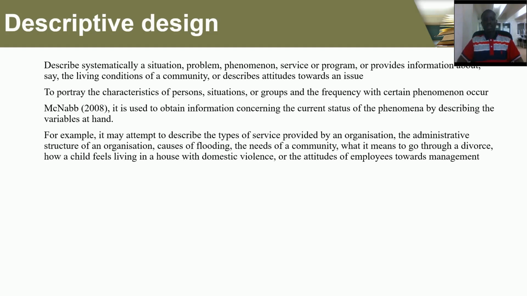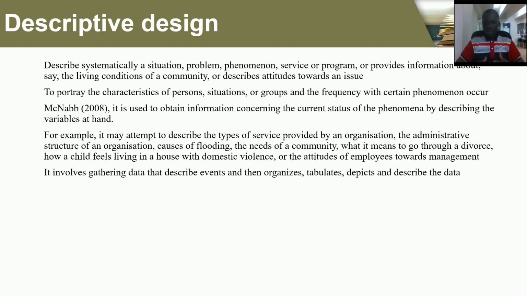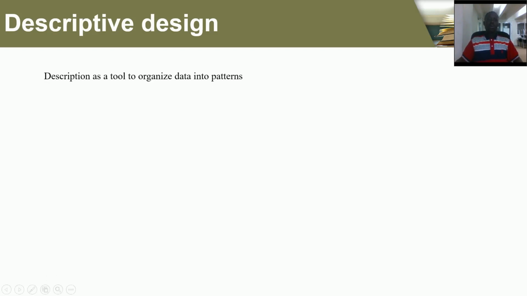For example, it may attempt to describe the types of service provided by an organization, the administrative structure of an organization, causes of flooding, the needs of a community, what it means to go through a divorce, how a child feels living in a house with domestic violence, or the attitude of employees towards management. It involves gathering data that describe events and then organizes, tabulates, depicts, and describes data. It uses descriptive statistics as a tool to organize data into patterns during data analysis.